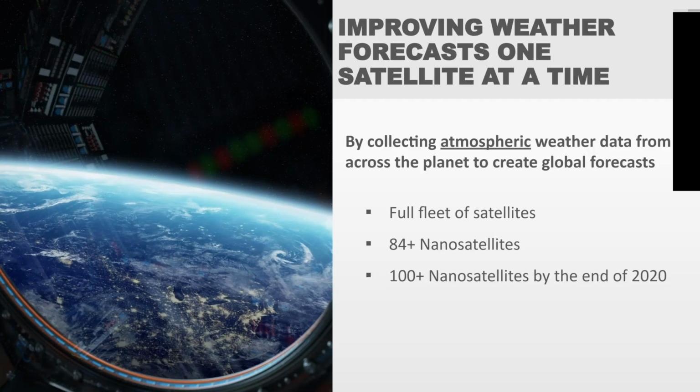How do we do that? We do that by collecting atmospheric weather data from across the planet to create global weather forecast. Spire is continuously launching new satellites month after month, and we are projected to have more than 100 nanosatellites by the end of 2020.